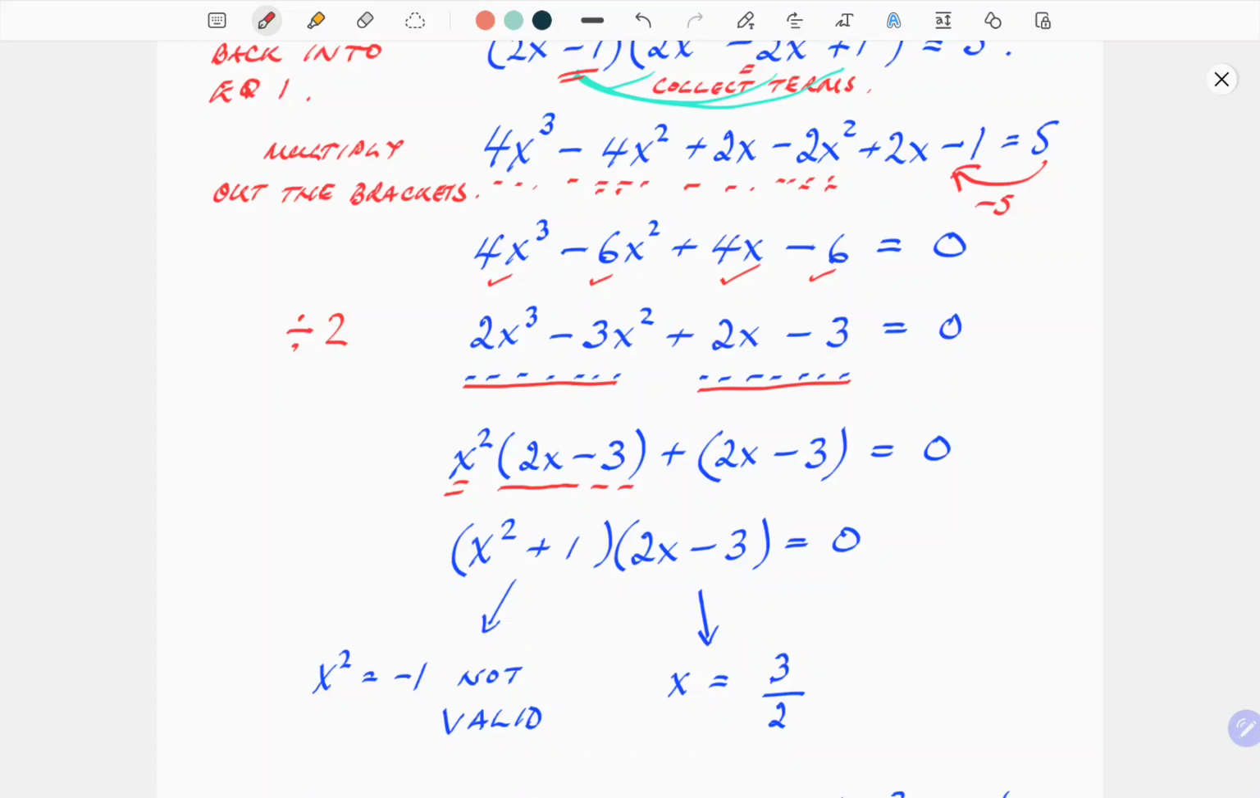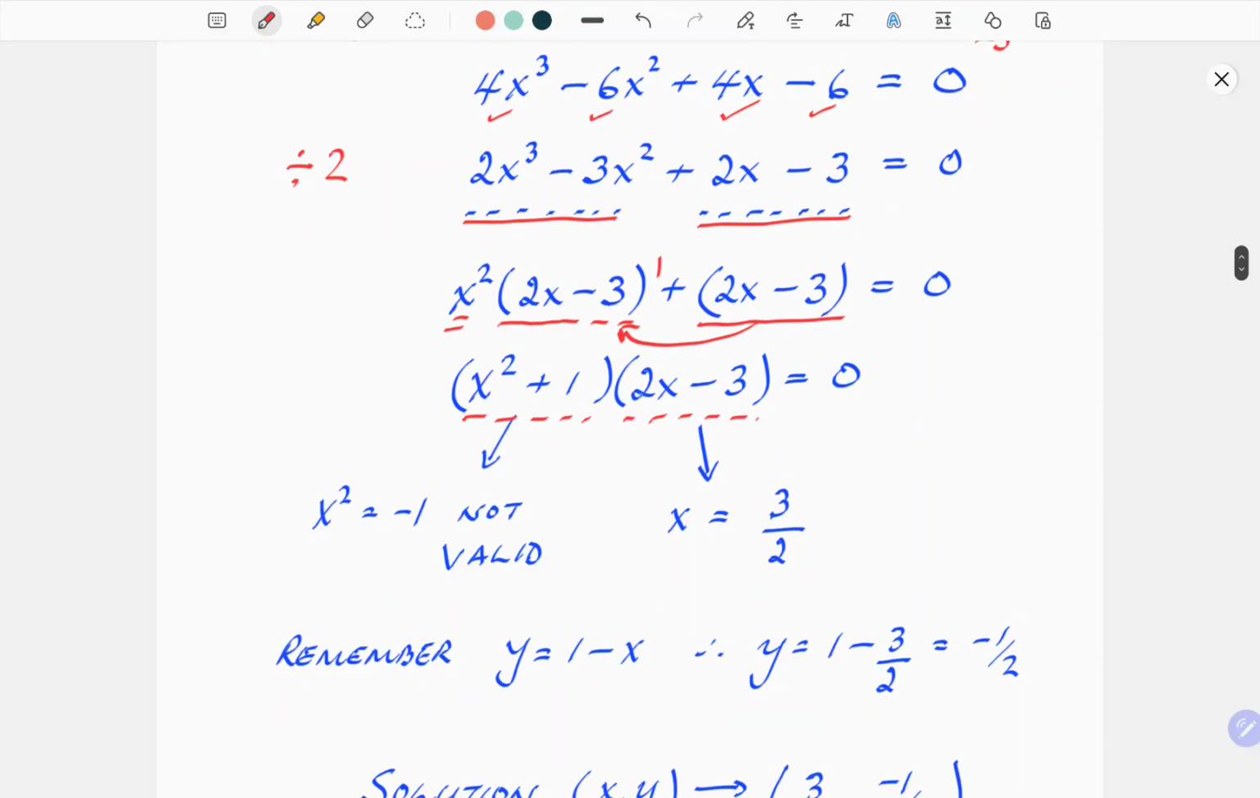And coincidentally, as the question is meant to be, the second term has no common factor, but it is the same as the 2x minus 3 in the first combined term. So what we can now do is to remove the 2x minus 3 outside and turn that into x squared plus 1, and then the 2x minus 3.